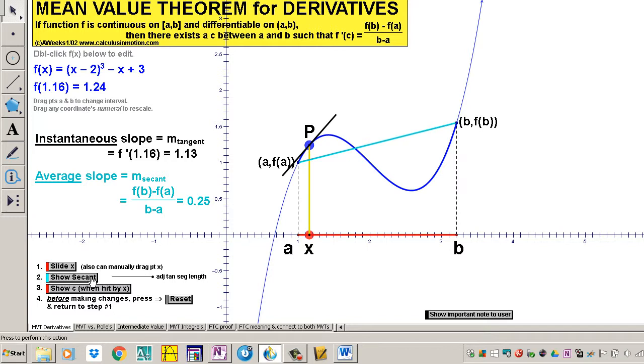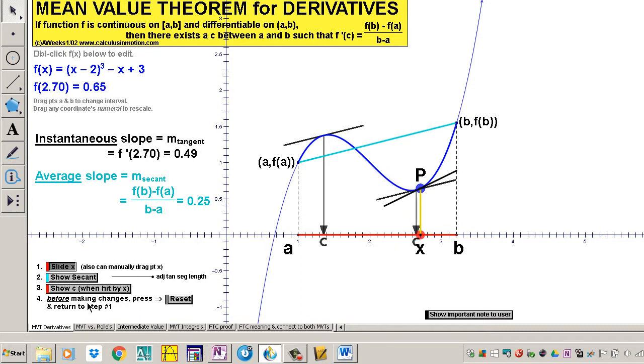Let me go ahead and just start sliding this derivative around. As you can see, the derivative is always changing, positive to negative, positive to negative, and then it goes from negative to positive. Now the answer to my question is 1 and 2. So in this function there are two instances at which the derivative is equal to the average. Hopefully this helped.